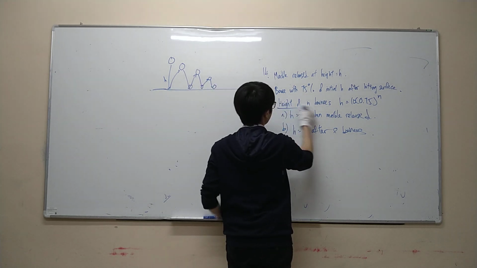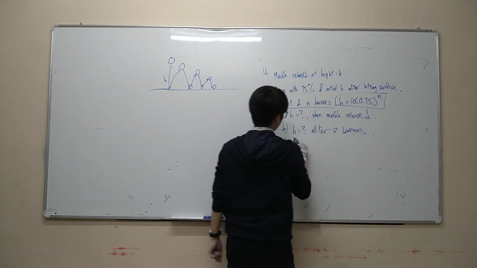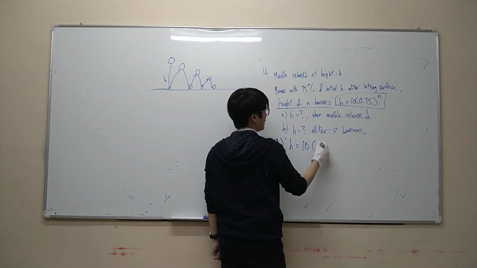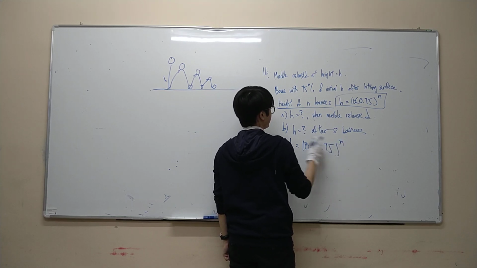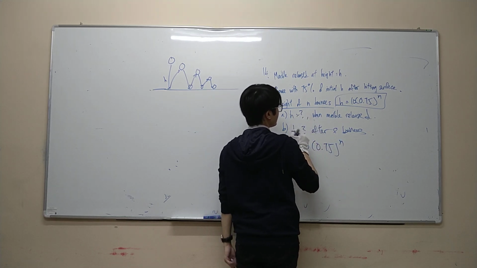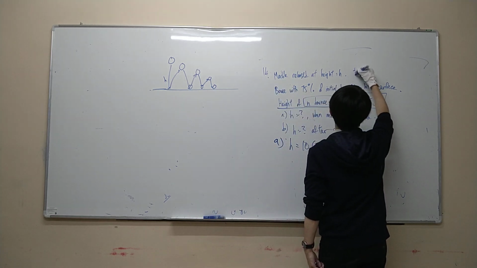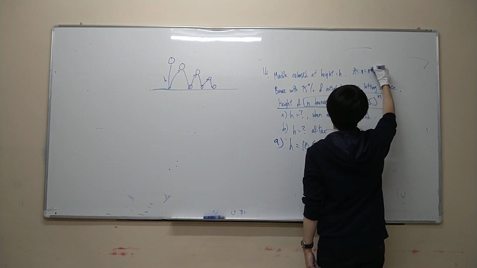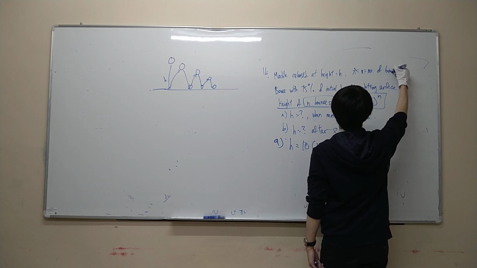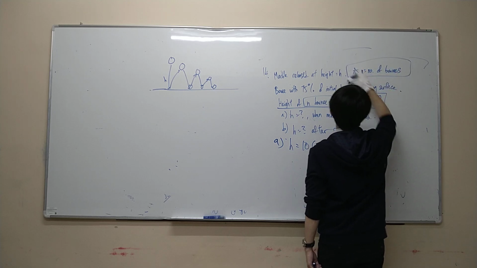Okay, so height of n bounces is this formula. So let's write down the formula. H equals to 10 times 0.75 power n. What is n? N is the number of bounces. This is very important. N is number of bounces. This is very, very important.